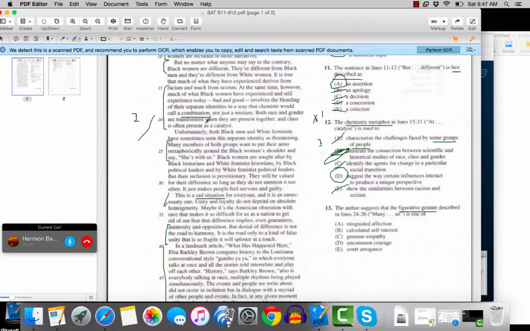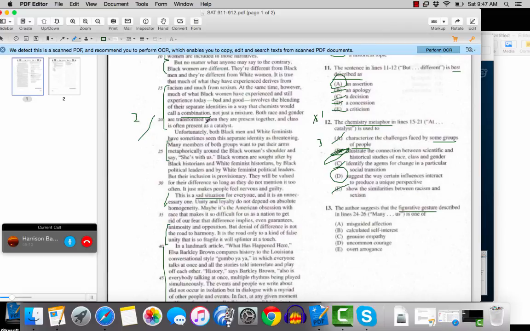Black women are sought after by black historians and white feminist historians, by black political leaders and by white feminist political leaders. But their inclusion is provisionary. They will be valued for their difference so long as they don't mention it too often. It just makes people feel nervous and guilty. I read past it a little bit just to get more context, and I do that sometimes. But how would we describe this gesture?